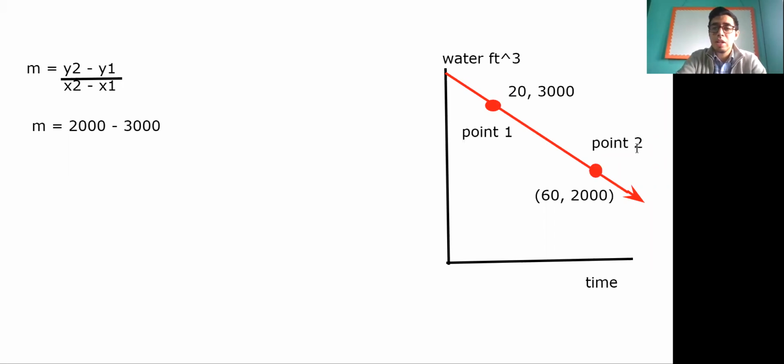For example, if this is the point 2, it is related with the number 2 you have on the variable. This is the way I replace on the equation. So y2 is the value for y that is in the point 2. This is 2000, right? And y1 is the value for y that is in the point 1. So I subtract the 3000.